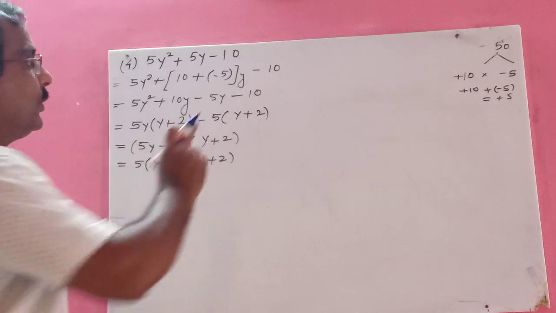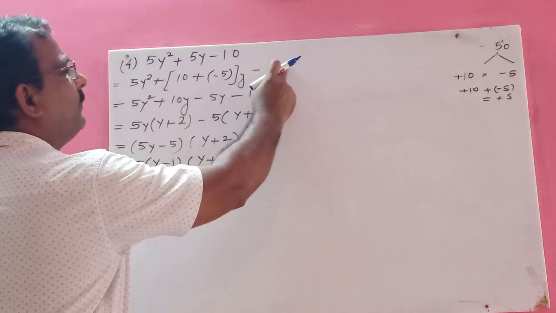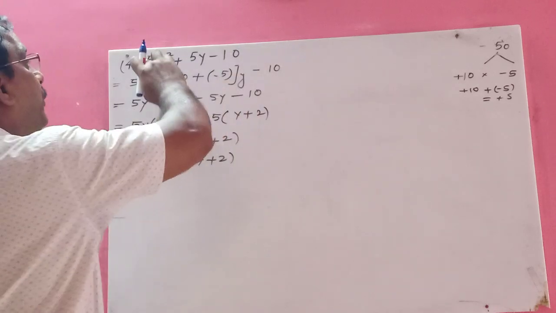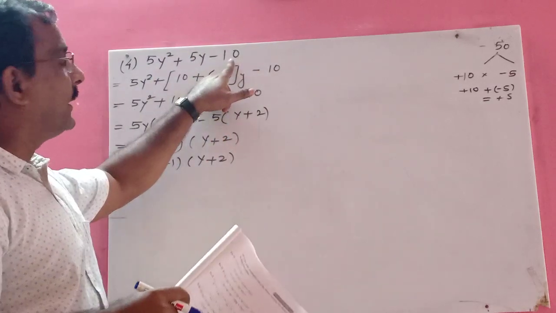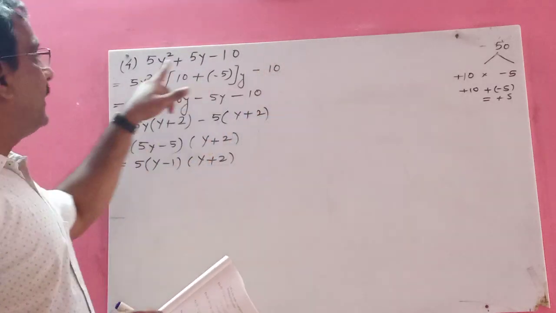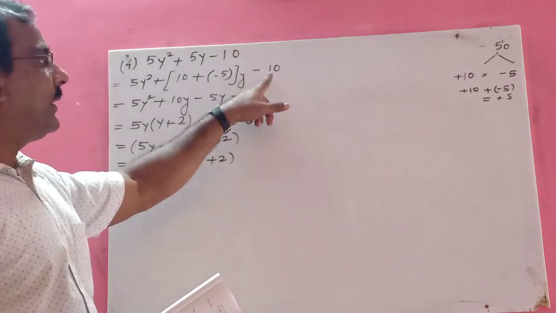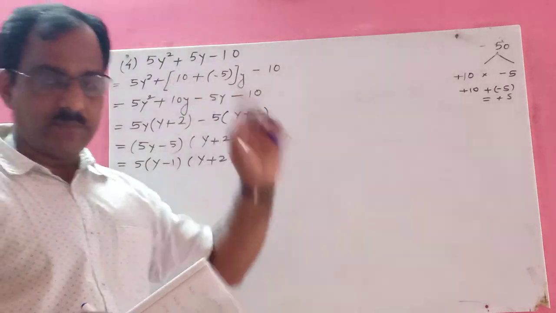Understood the difference? Do not write here 10 multiplied by minus 5 because you are multiplying this way. In the previous case we are getting the same number. That is why we are writing it here. But here you are getting a different number. So do not write this into this. This is a major difference.